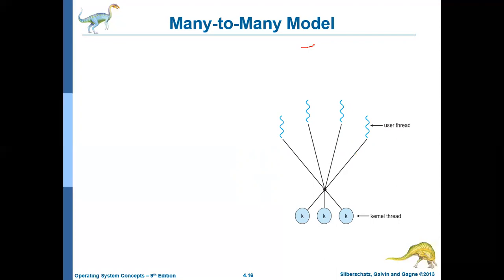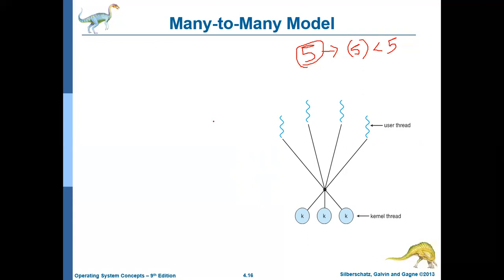Say you have 5 user threads. These 5 user threads will be mapped to either 5 kernel threads or fewer than 5 kernel threads. So the number of kernel threads will always be less than or equal to the number of user threads. It will not be more than the user threads. So this is how the mapping works.